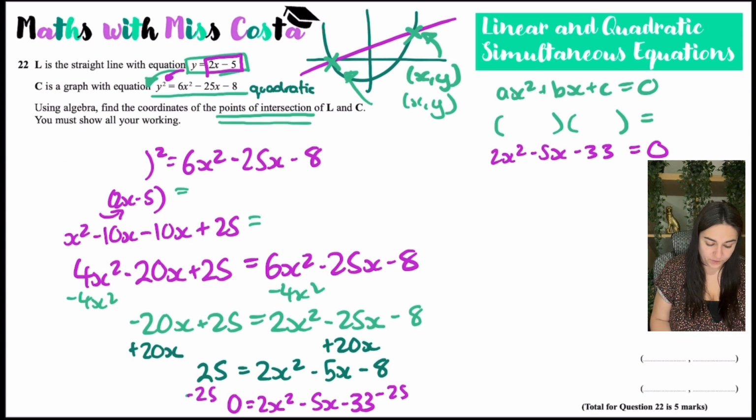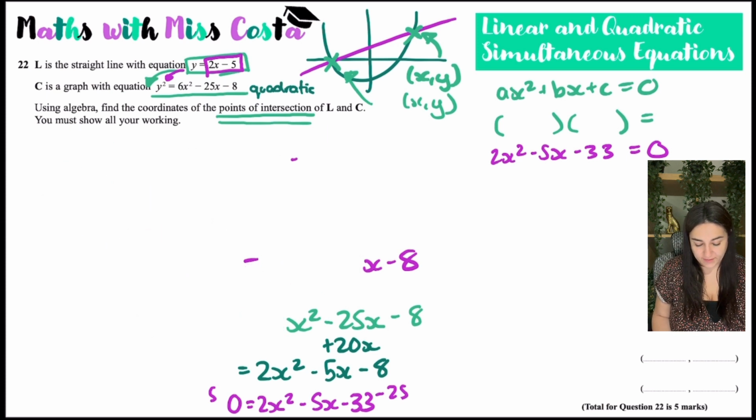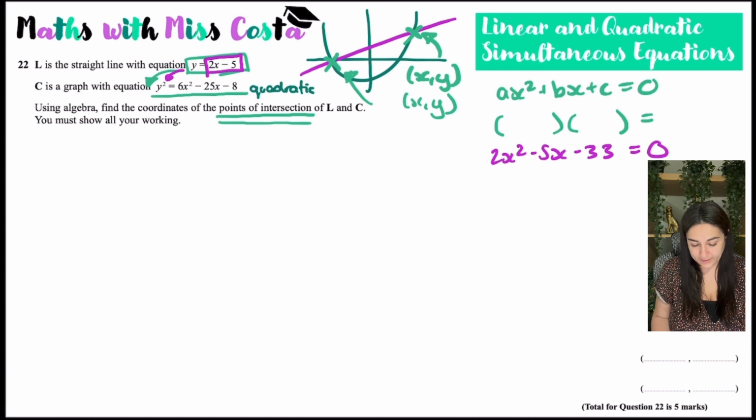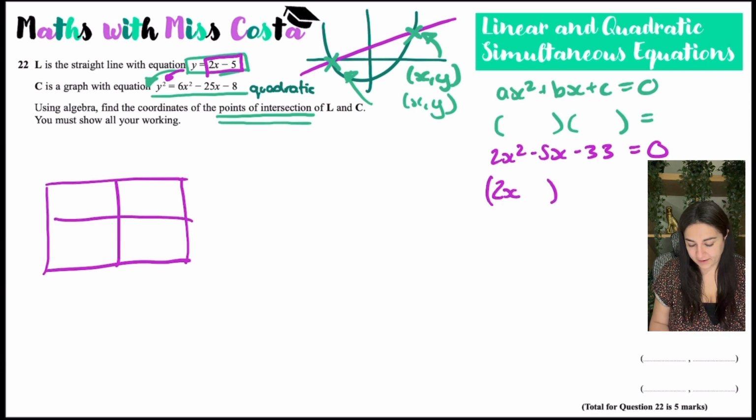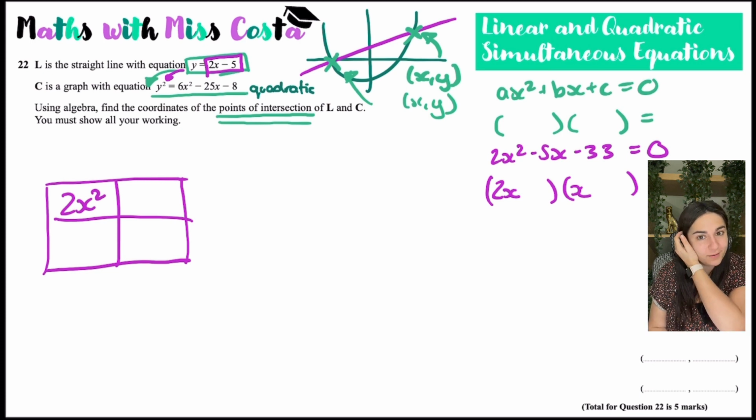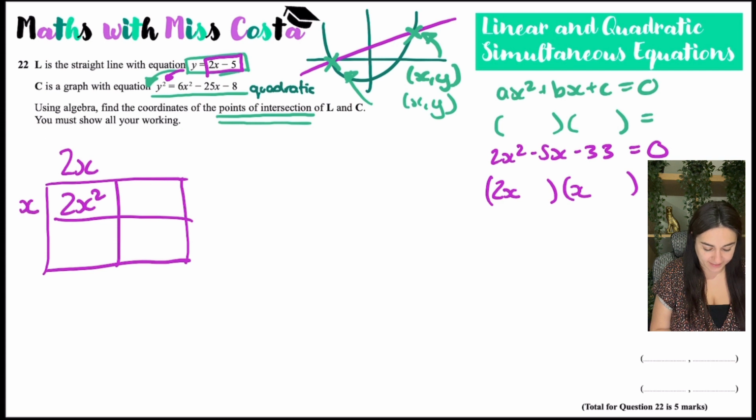And now I want to factorize it. You can do this however you want to. You can use the quadratic formula if you don't like factorizing. But I am just going to use the grid method because I feel like it's going to be a simple one to factorize. In my brackets, I'm going to have 2x and x because the coefficient of x squared is 2, and the only way to make 2 is 1 multiplied by 2. So I can put 2x over here and x over here.